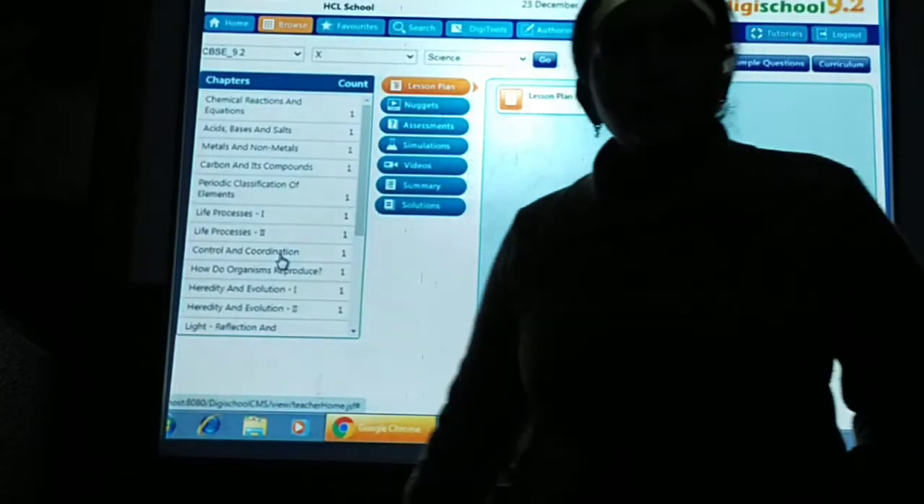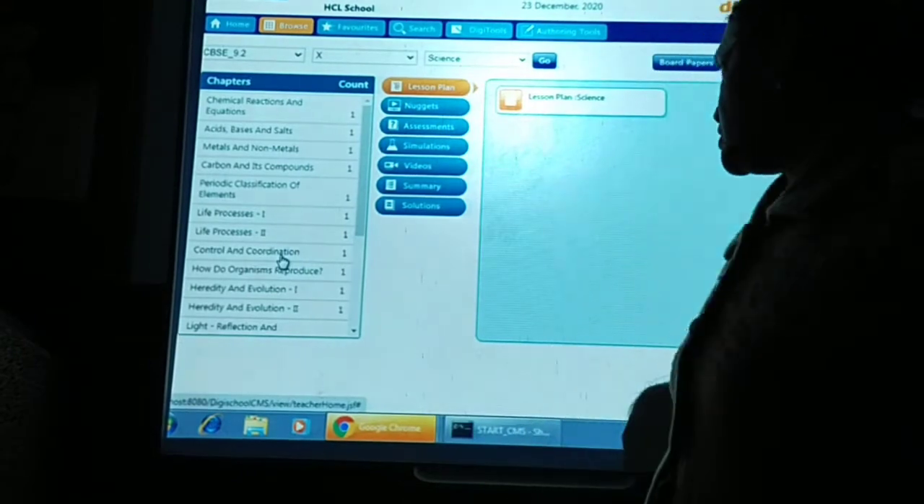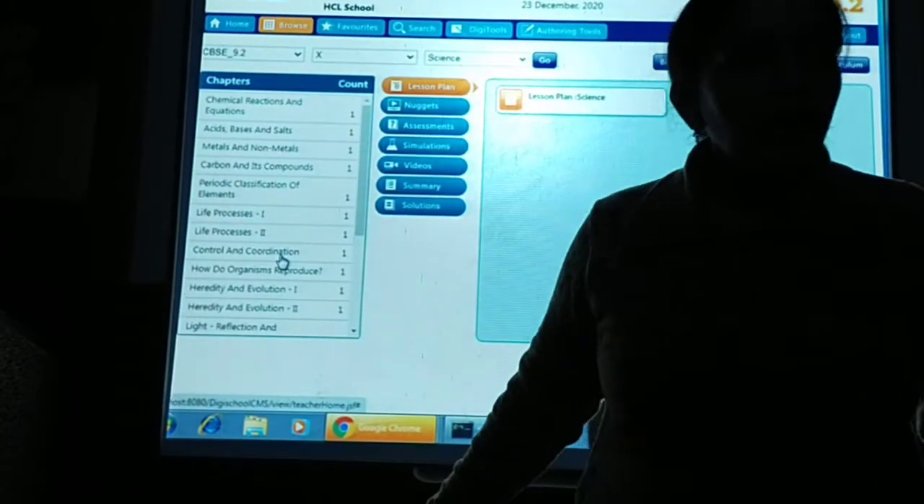Okay, good morning students. We are doing Digi class now. In Digi class we are doing listening and seeing the chapter number magnetic effects of electric current.